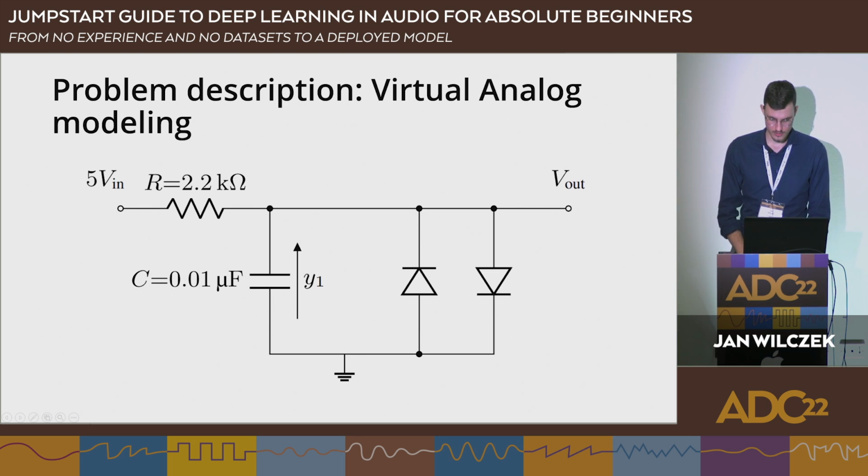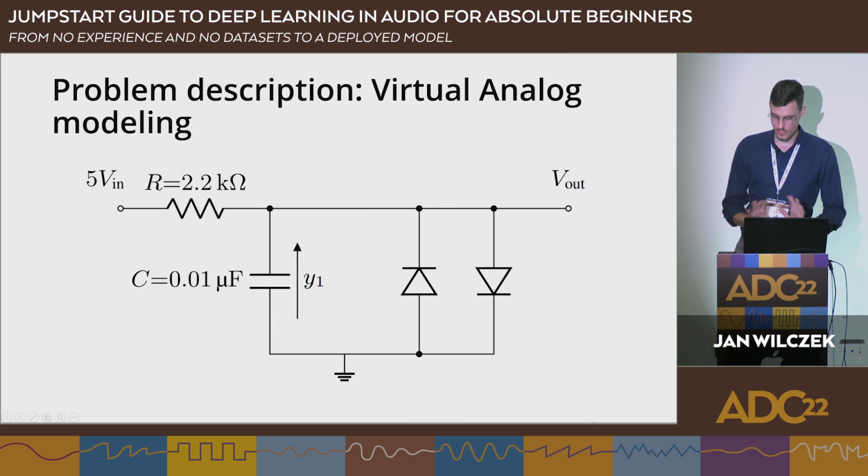So this circuit is called a first-order diode clipper. It's a distortion circuit. What it allows us to do is we have the input and we have the output, so this is one dimension in and one dimension out. And the second step that we need is the data set.